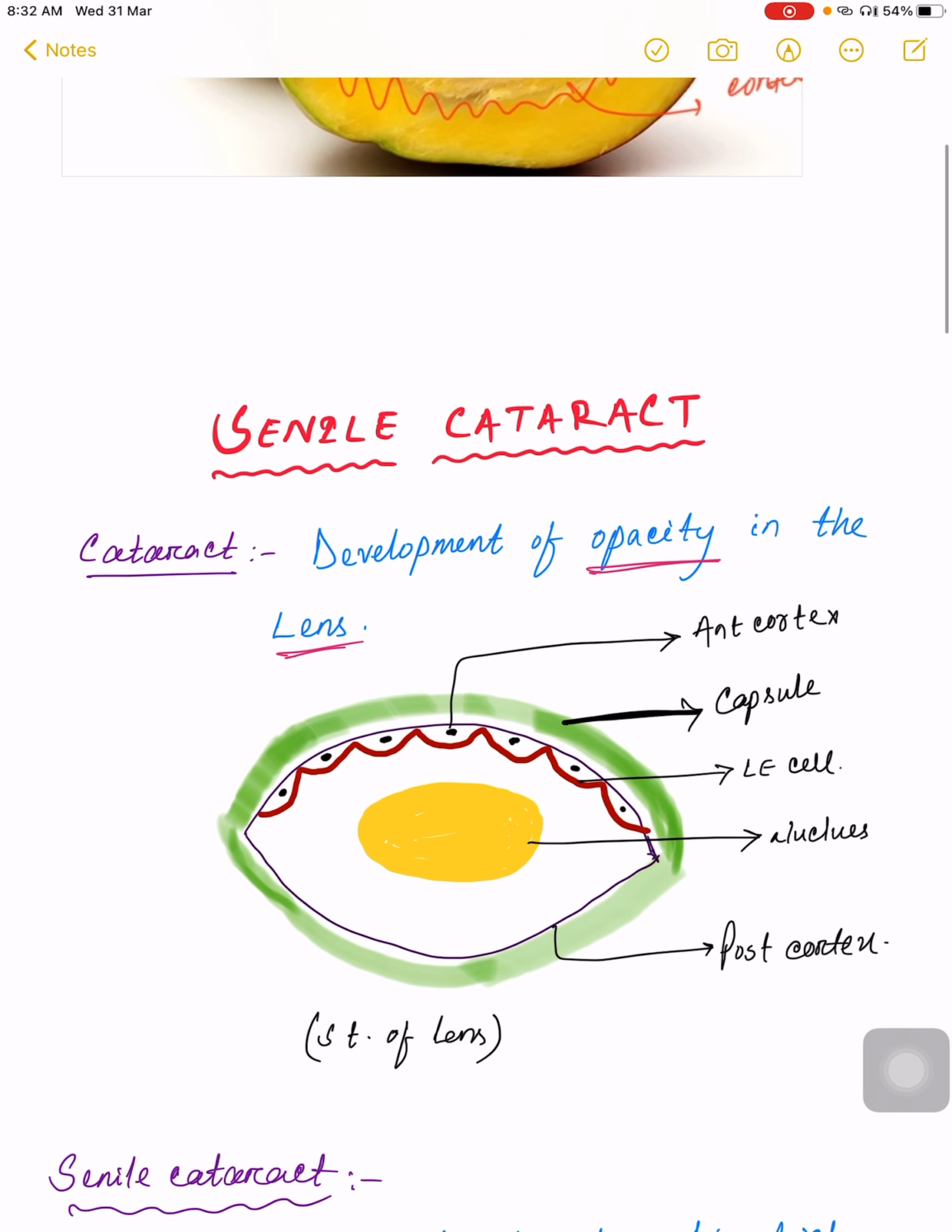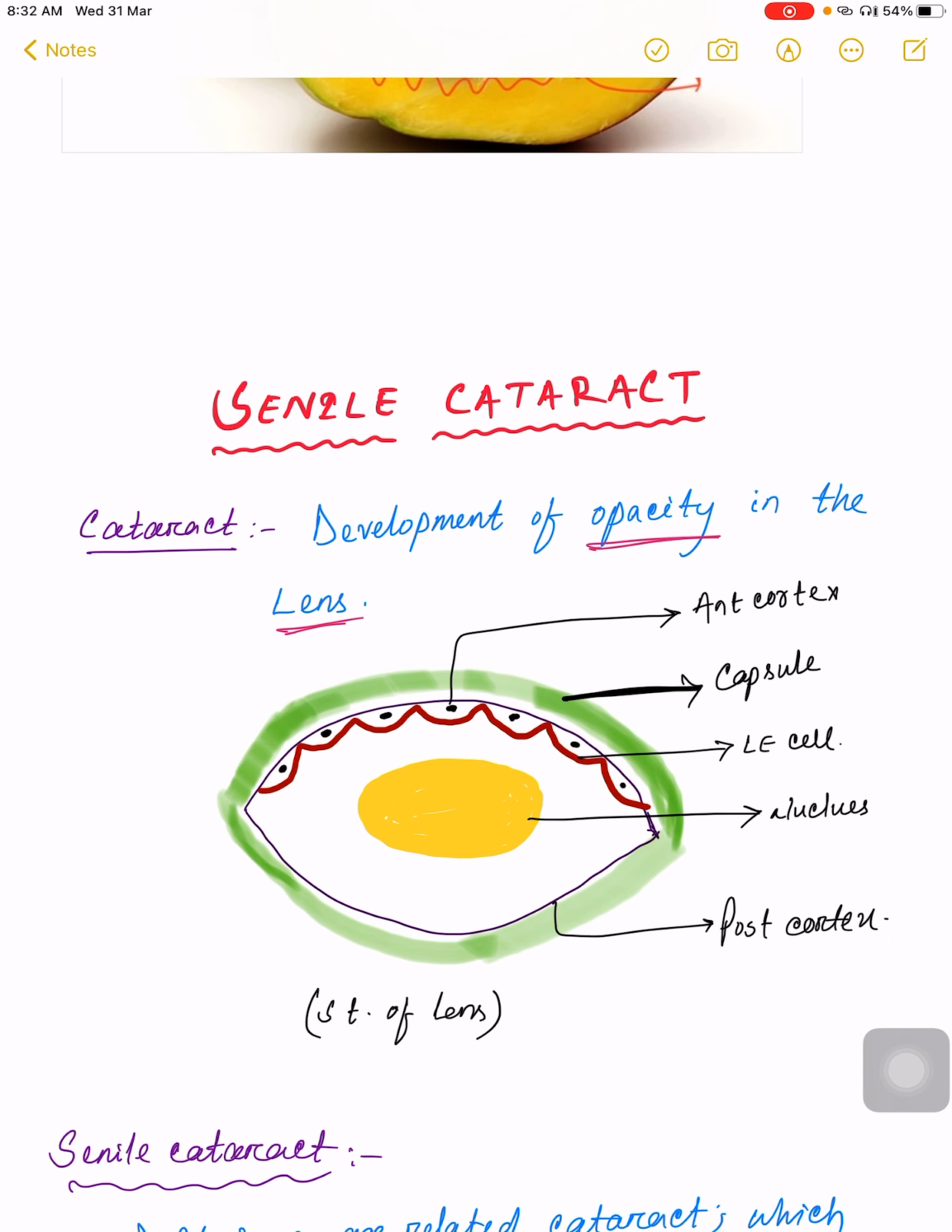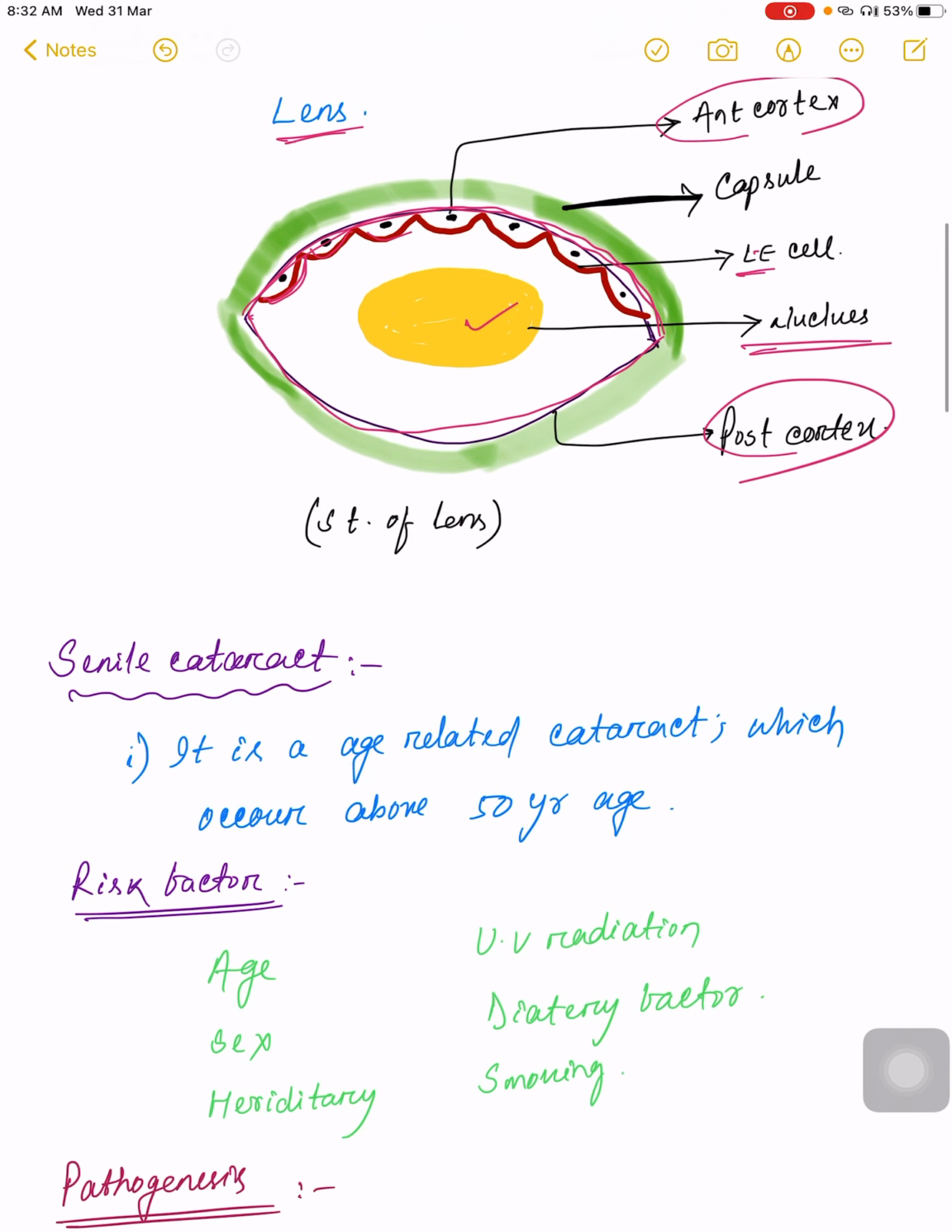If you see the man-made diagram, this is the anterior cortex, this is the posterior cortex, and this is the nucleus, right? In the anterior cortex there are some cells, known as Early cells, meaning lens epithelial cells. These are found only in the anterior cortex, not in the posterior cortex. You should remember that, it is very important. This is the structure of the lens. If you know this, more than enough.